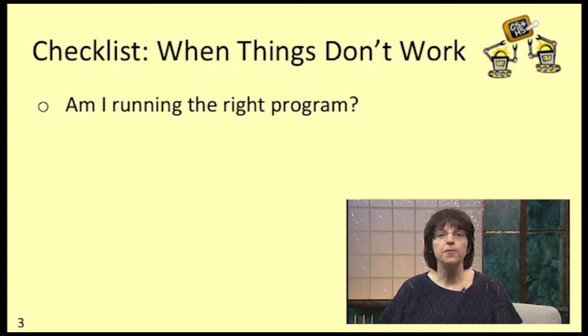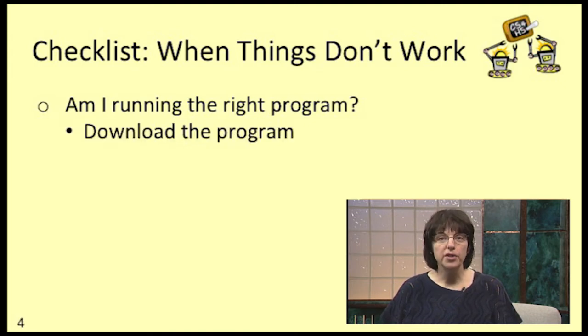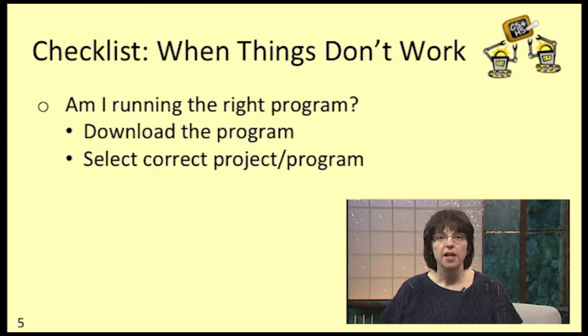So, what's the first thing you should do when the robot doesn't do what you expect? Reconnect your robot to your computer and hit the download button. After that's complete, the next thing you want to do is make sure that you select the correct project and program to run on your robot. Yeah, of course this is obvious, but it still happens many more times than you'd expect.